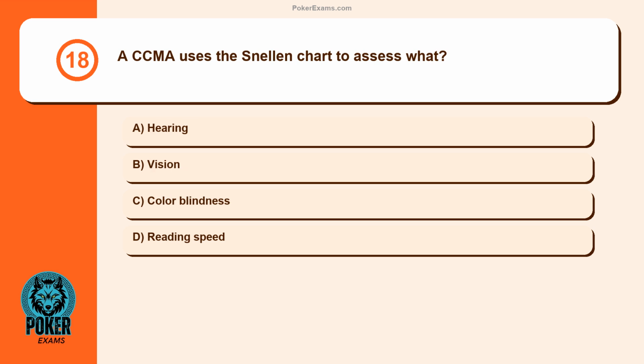Question 18. A CCMA uses the Snellen chart to assess what? Hearing, vision, color blindness, reading speed.